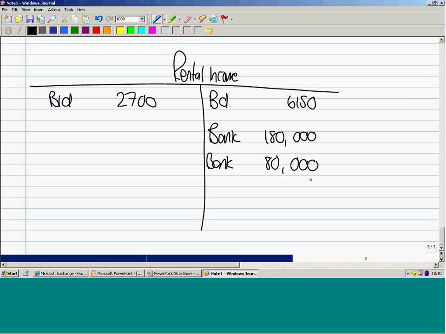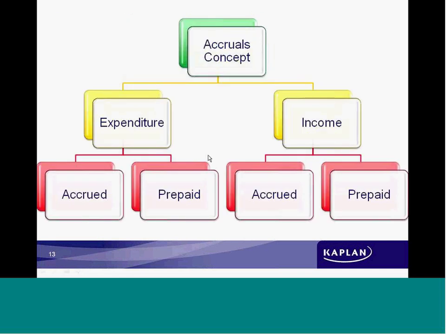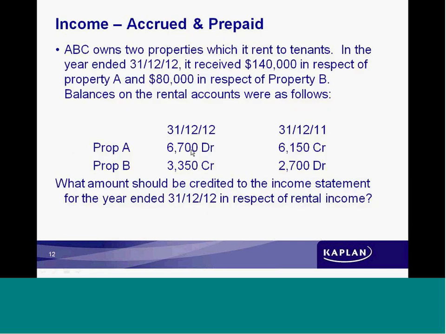The difficult bit is actually in the next part, which is the carry down. So in particular, what this is saying is these are the balances on the rental account. So effectively these are the balances brought down. So what we need to do here, oops, sorry, wrong page, is 1,700 is actually on the debit side in the new financial year, and the 3,350 is once again in the new financial year. So we just need to reverse this. So that 6,700 needs to go on the credit side, and that 3,350 needs to go on the debit side. That's all it means. So all I'm going to do is just post those journal entries.